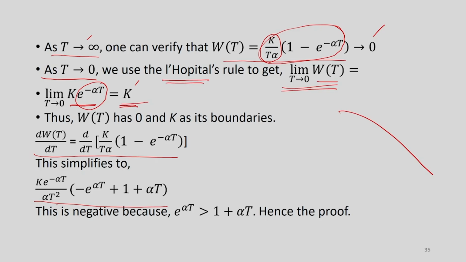Now, this expression turns out to be negative. The reason being, e to the power alpha t is always greater than 1 plus alpha t. So, this is true, e to the power alpha t is strictly greater than 1 plus alpha t, which basically means that this expression is negative, right, and that essentially proves that the function, that is Wt, is declining in t, right. So, that was our third task.